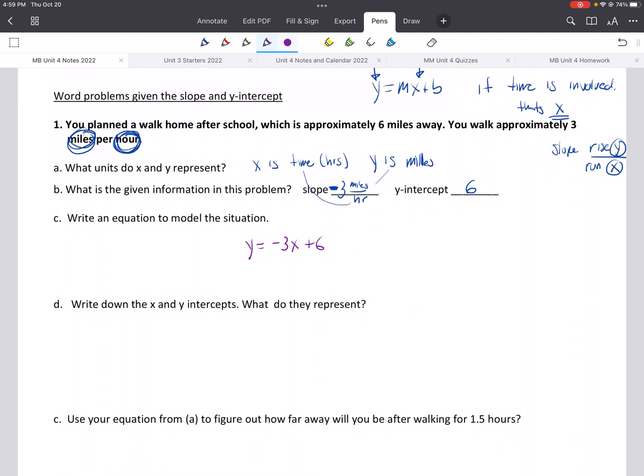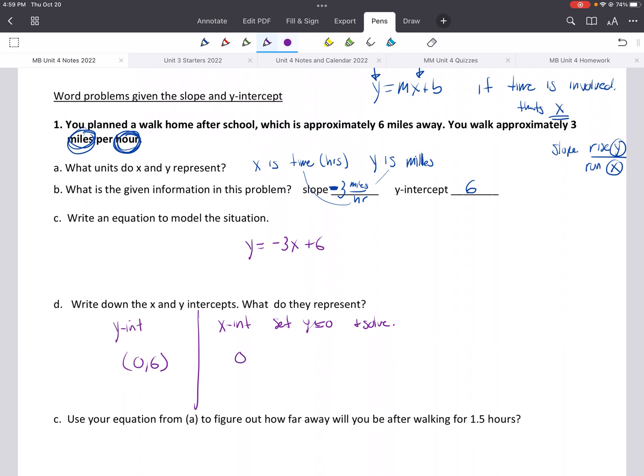Now write down our x and y intercepts. Again, we know our y-intercept, it's just our b from y equals mx plus b. So here we got 0, 6. And then for our x-intercept, we need to set y equal to 0 and solve.